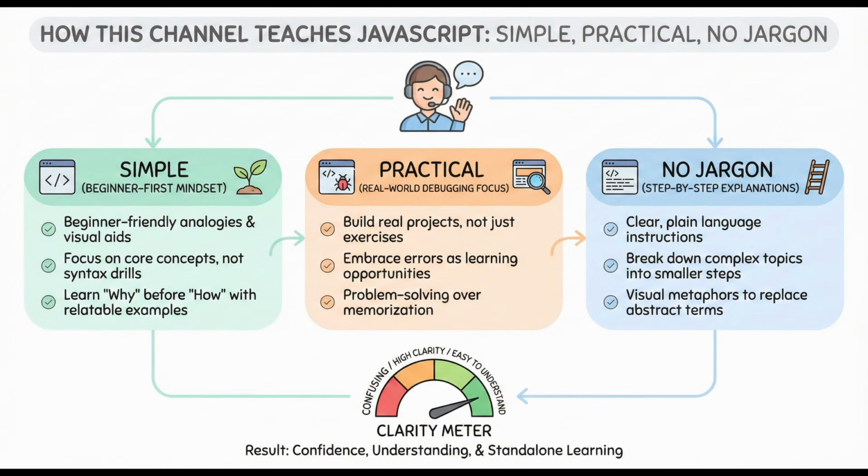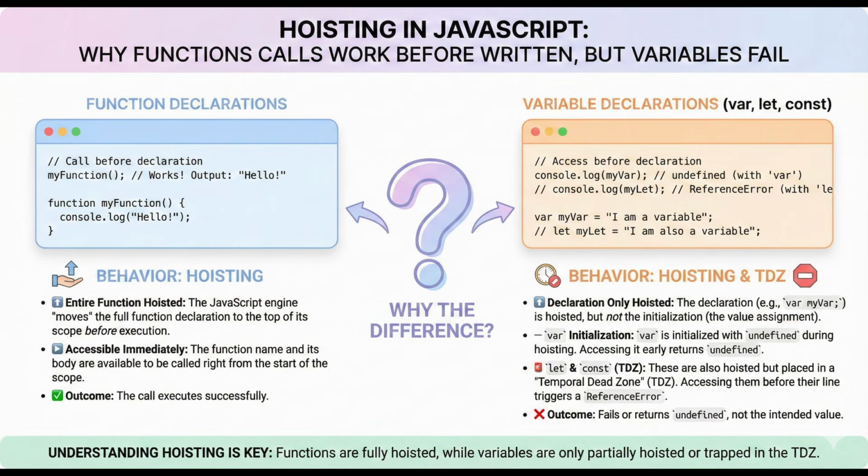Now, let me start with a question that probably confused you many times. Why does JavaScript allow you to call a function before it is even written in the code? But when you try the same thing with a variable, it throws an error or gives you undefined. Same language, same file, same JavaScript. So what exactly is happening behind the scenes when JavaScript code runs?